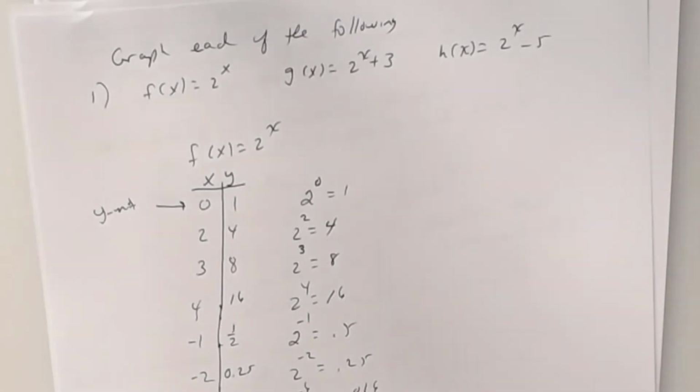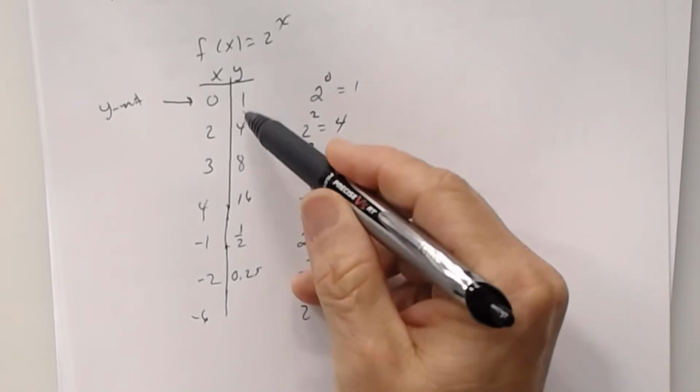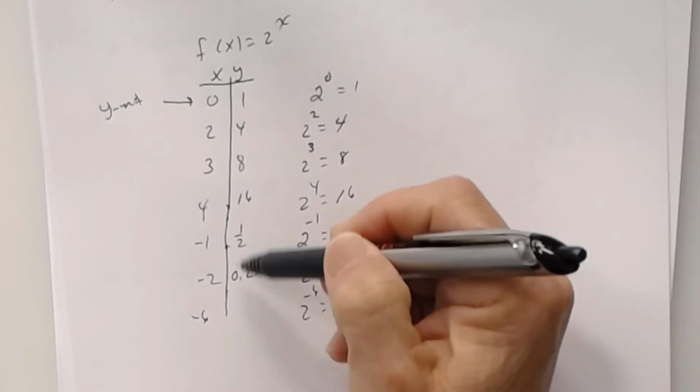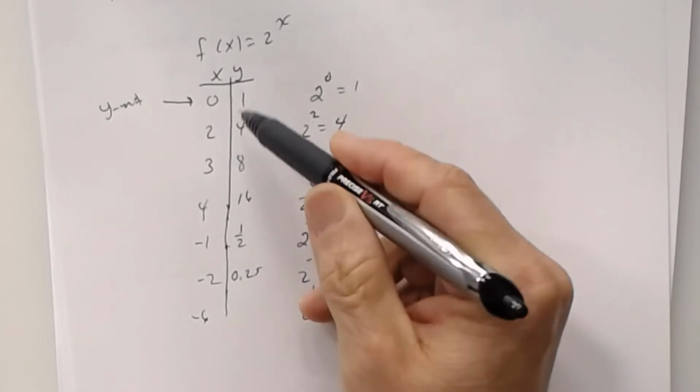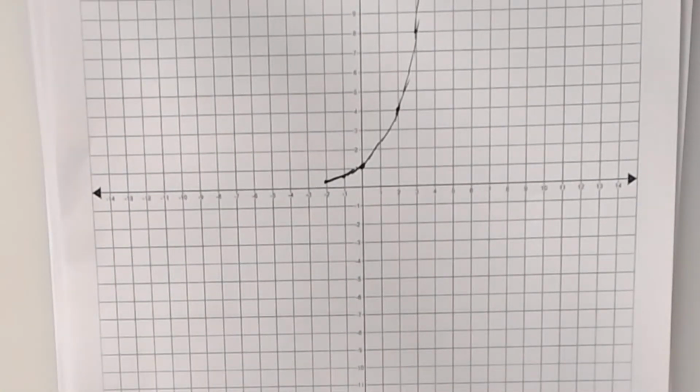And here's the other thing I want you to see. Look at the t-table. Are any of my y values negative? Nope. They're always going to be positive. So when I graph this, let me ask you this: where in a coordinate plane are your y values negative? Below the x-axis. So here's my question. Will that graph ever go below the x-axis? No. Why not? Because your y values are always positive for this function.